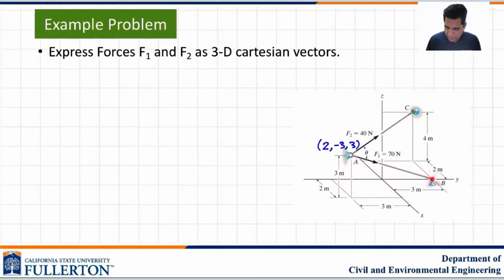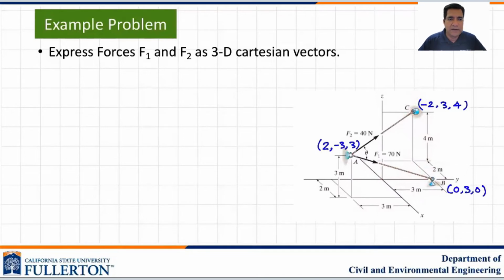Same thing, if you look at point B, it's sitting right on the y-axis and it's 3 meters away along the y. Since it is on the y-axis, it has no distance from the x and no distance from the z. So we have 0, 3, 0. Same thing for point C. Point C is right here. Again, it's -2, going backward in the x direction. In the y direction, it is 3. And in the z direction, it is 4 meters high. So now we have all the coordinates.